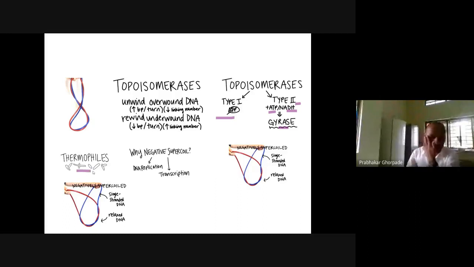Thermophiles, we saw, can survive in hot climate or hot water because of the positive supercoiling. This DNA denaturation is prevented. Why is DNA negatively supercoiled? For facilitating DNA replication and transcription, DNA has to be underwound, and if it is underwound, it is better for the DNA replication process. That is why we have negative supercoiling. So here we can easily get a relaxed single strand, and on this single strand we can synthesize our new DNA. So it is easy when DNA is negatively supercoiled.